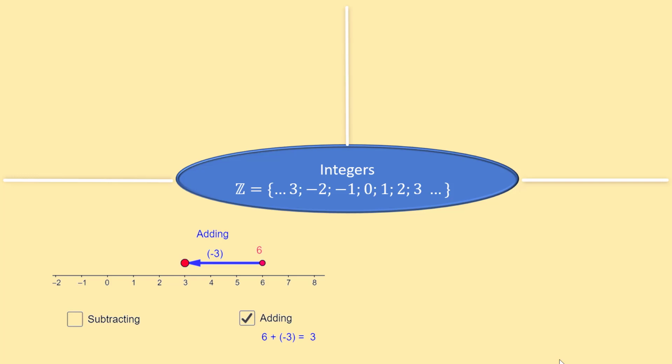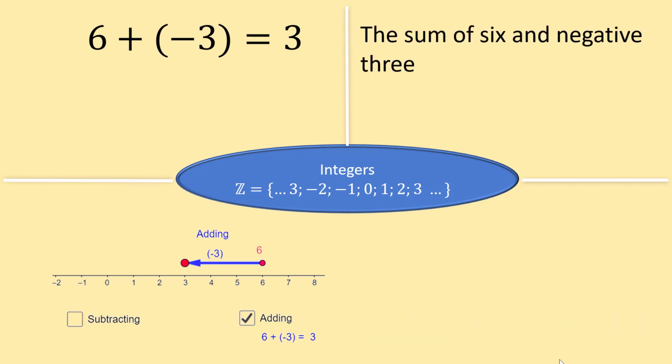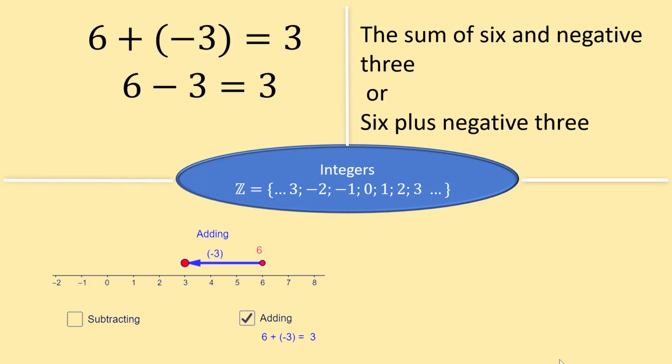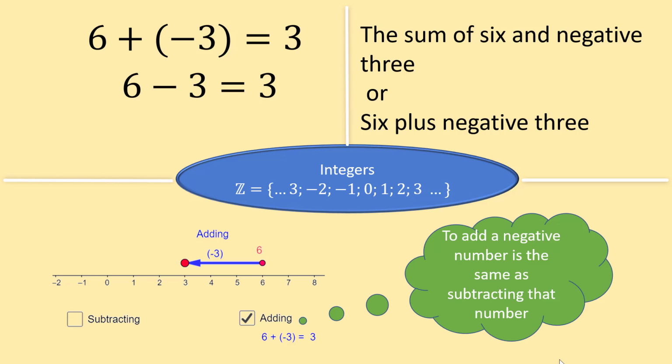So if we've got 6 and we add a negative number, we move to the left on the number line. That will be 6 plus negative 3, the sum of 6 and negative 3, or 6 plus negative 3. And that is the same as 6 minus 3, and that is 3. So to add a negative number is the same as subtracting that number.